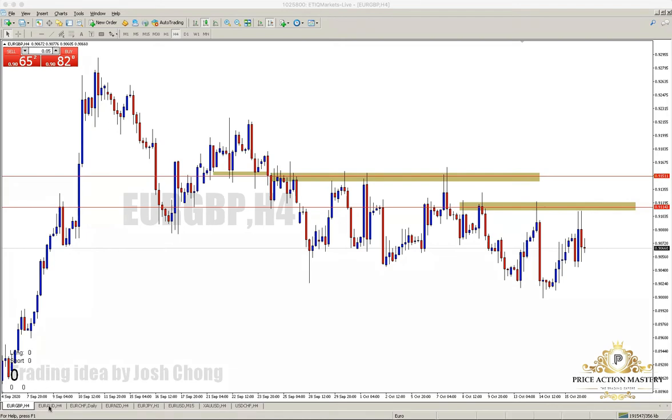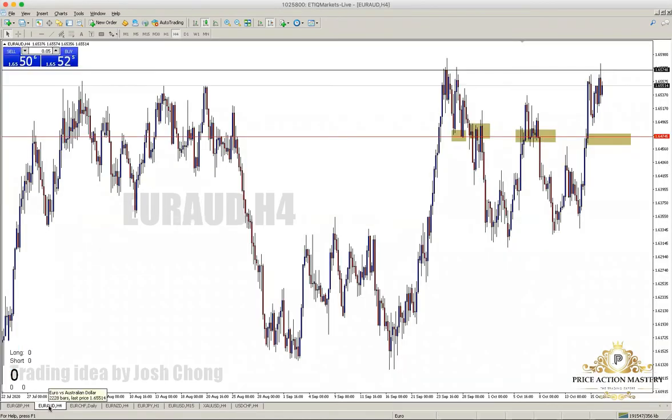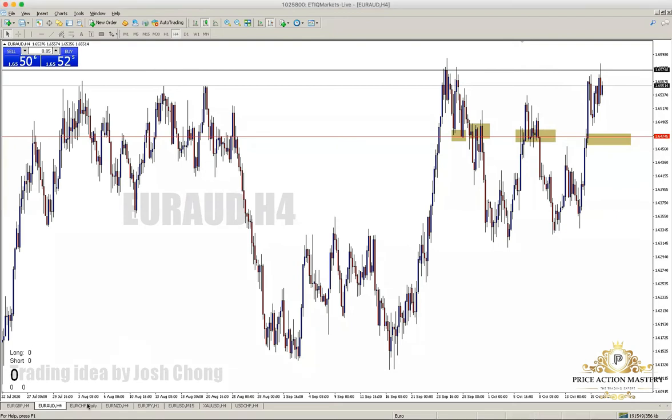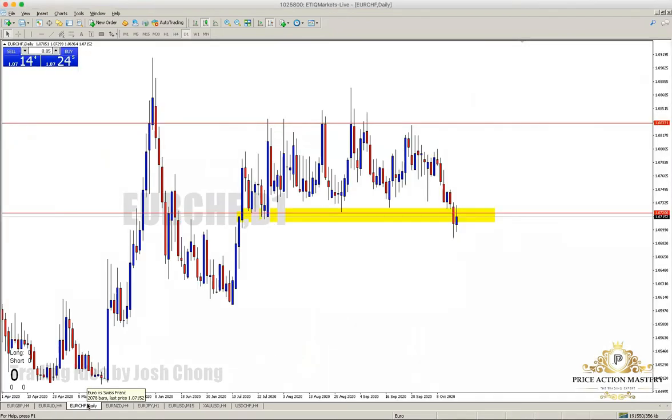Okay, the next will be Euro Aussie. For Euro Aussie, we can see very clearly that buyer force is growing up. But because the market is reaching the resistance already, there's high potential for the market to drop. I'll be selling after a setup is formed.